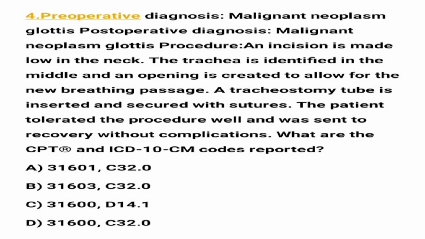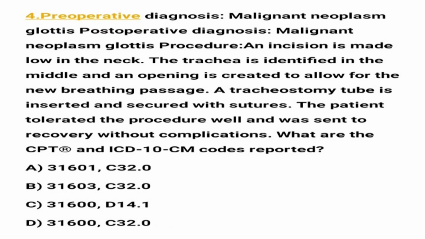So we can eliminate option C, and let me check the primary codes. Option A, 31601, is for tracheostomy planned, younger than 2 years. In this question the age is not mentioned, so that was the wrong answer. The tracheostomy planned is mentioned, but the younger than 2 years age is not mentioned.